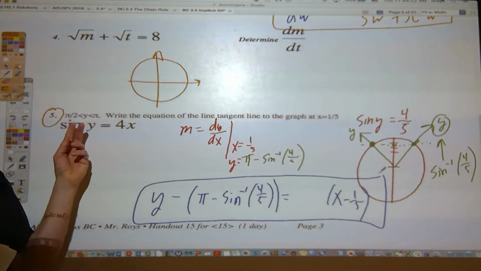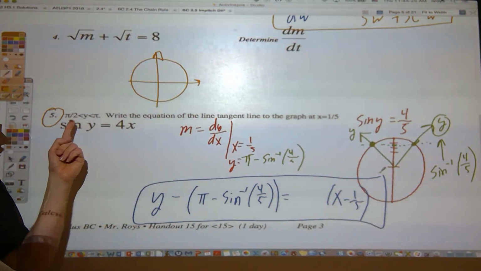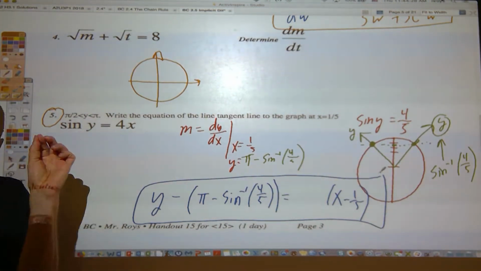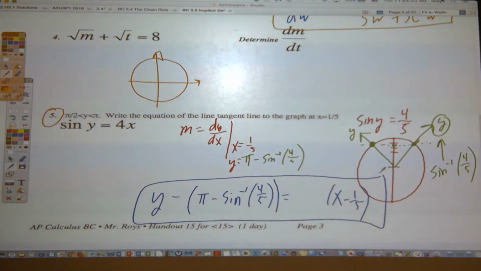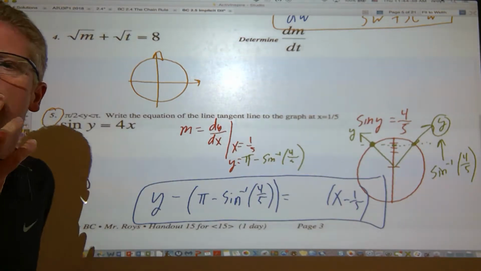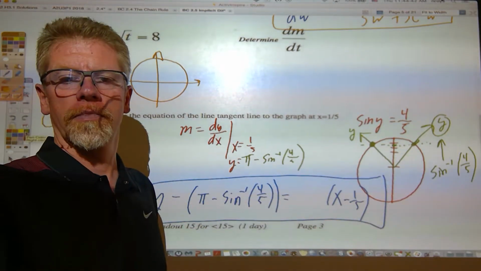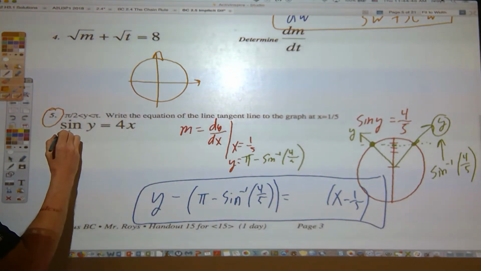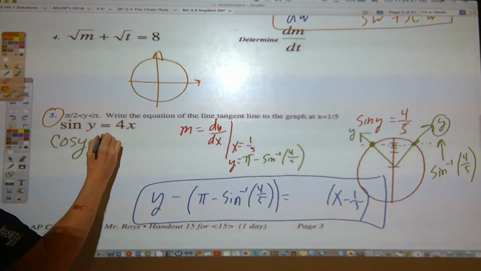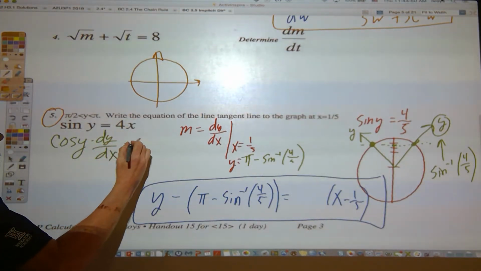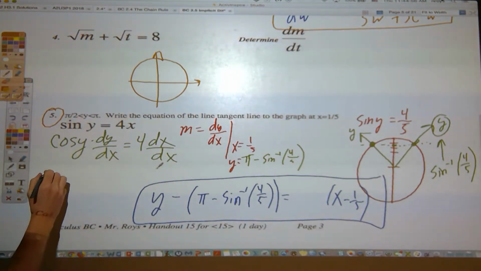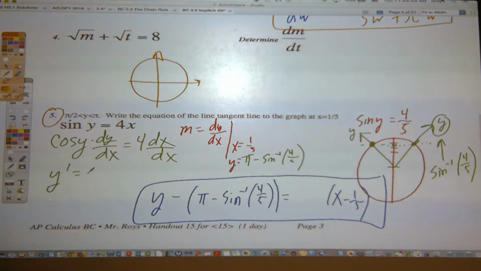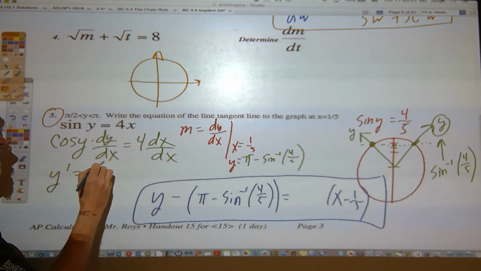Class, would you please use implicit differentiation to differentiate both sides of this equation with respect to x? Change in y over change in x. Differentiate with respect to x. When you're done, look up here, see if we agree. Okay, I'm done. So when you're done, you can look up here.